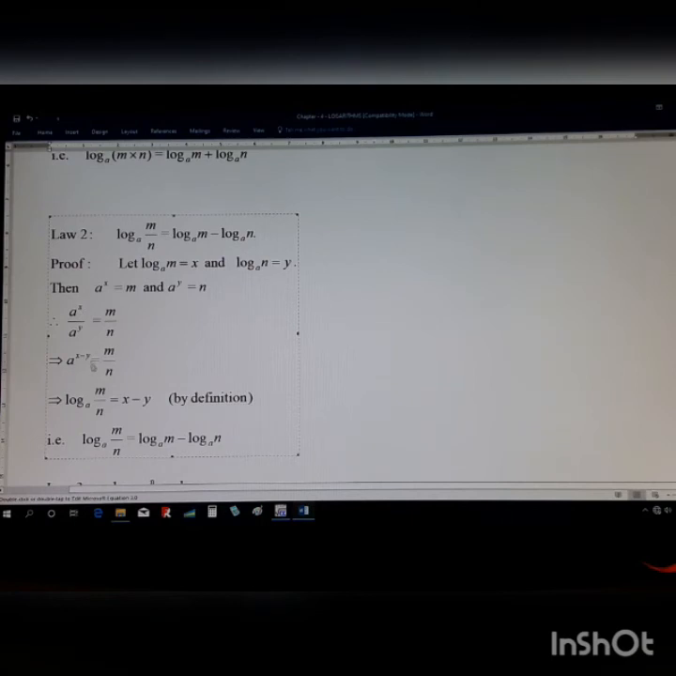Now this is the exponential form. Then you can convert easily to logarithmic form: log of m by n, base a, equals the power here. So you just restore back the values of x and y, and you will get the second law.